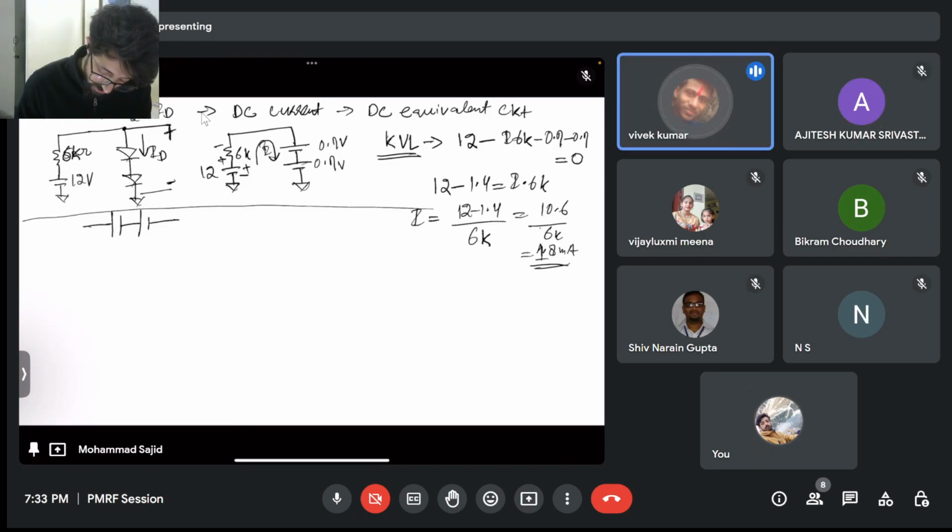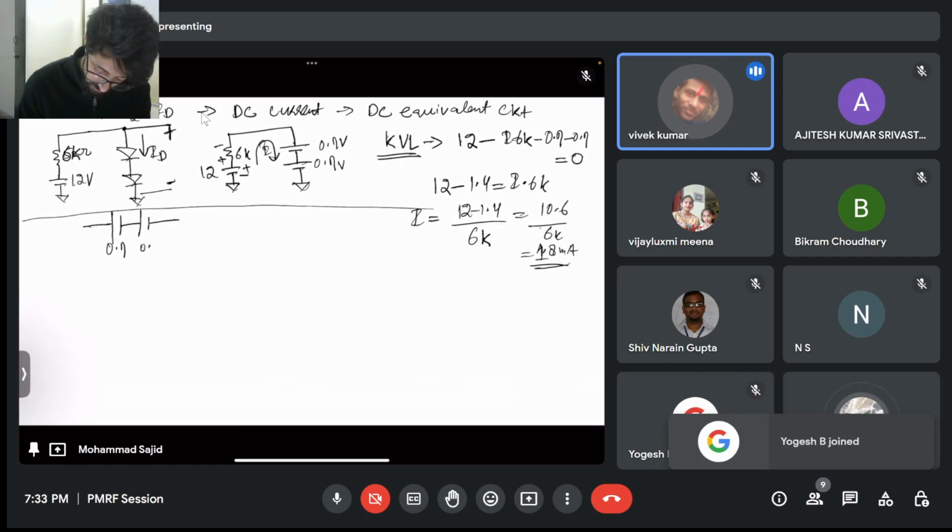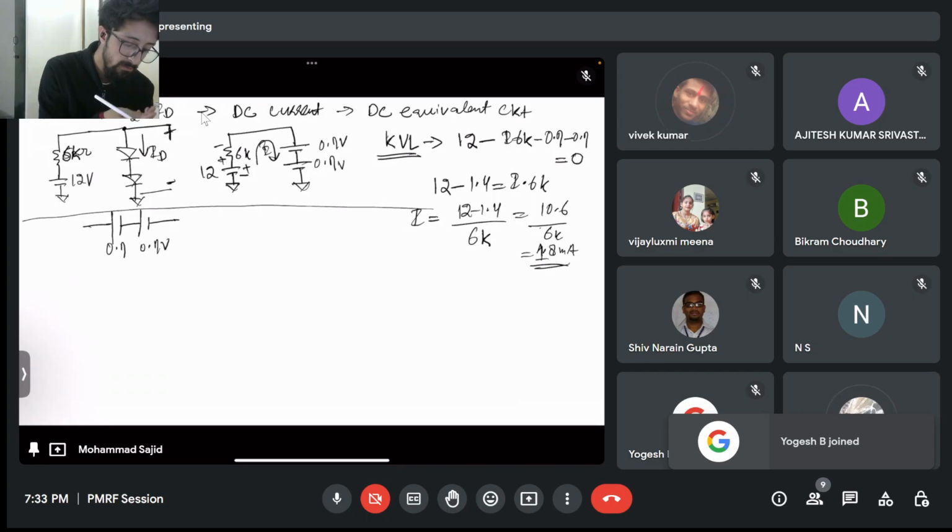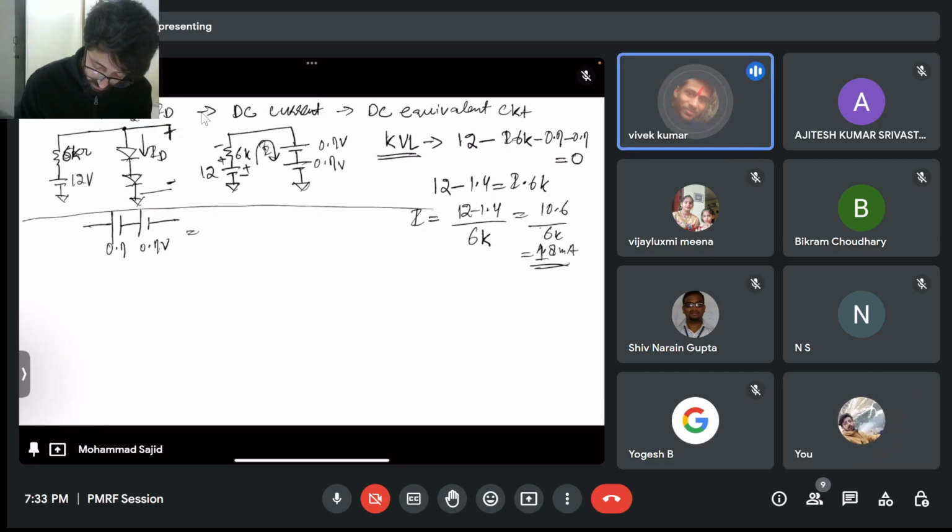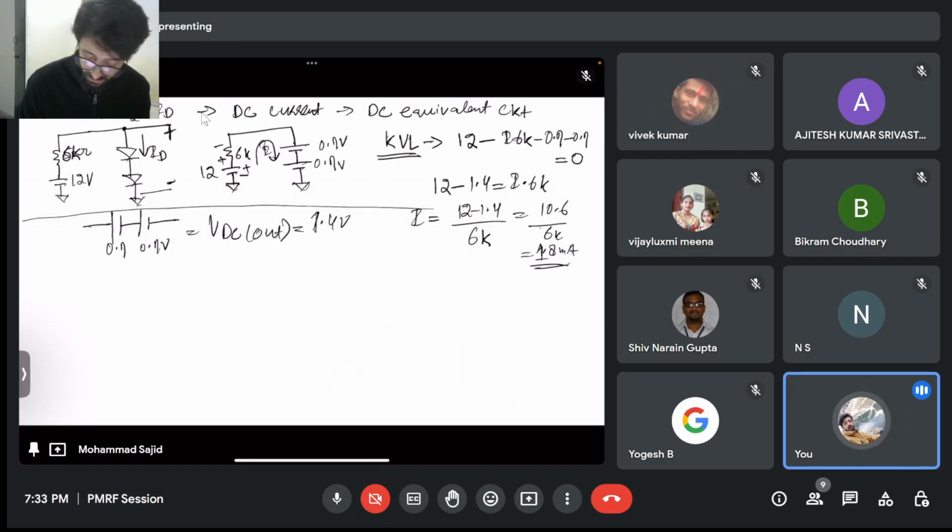1.4 volt, right? 0.7 volt, 0.7 volt, right? So the output will be equal to VDC, equivalent to 1.4 volt. But if you have realistic diodes, realistic diode means you will replace this diode by some resistance as well. What will you do in that case? You know the current flowing. You can calculate the voltage drop, right?